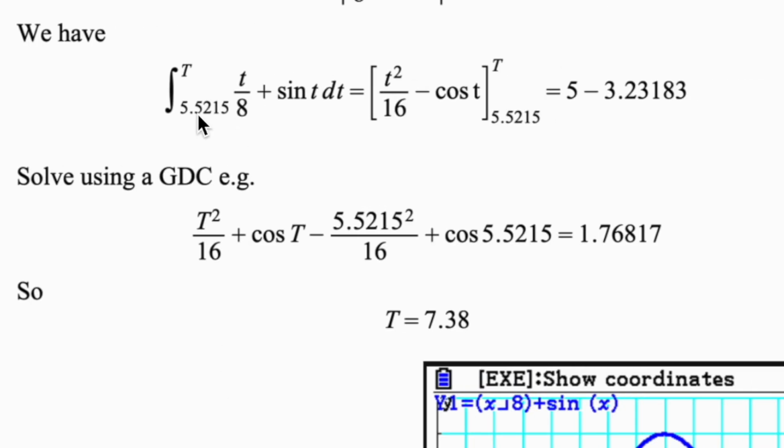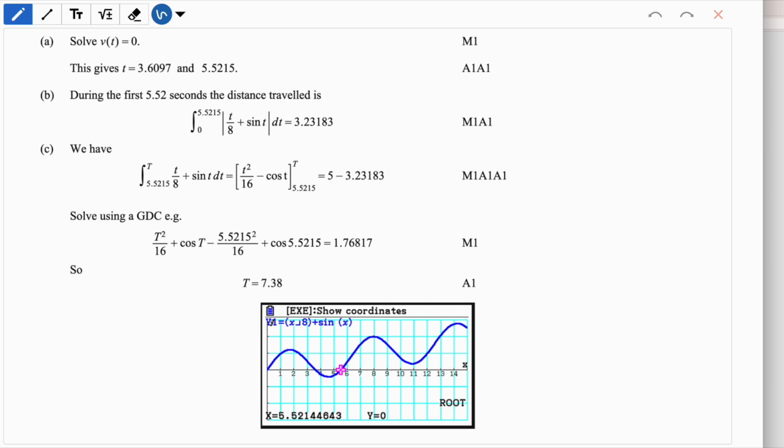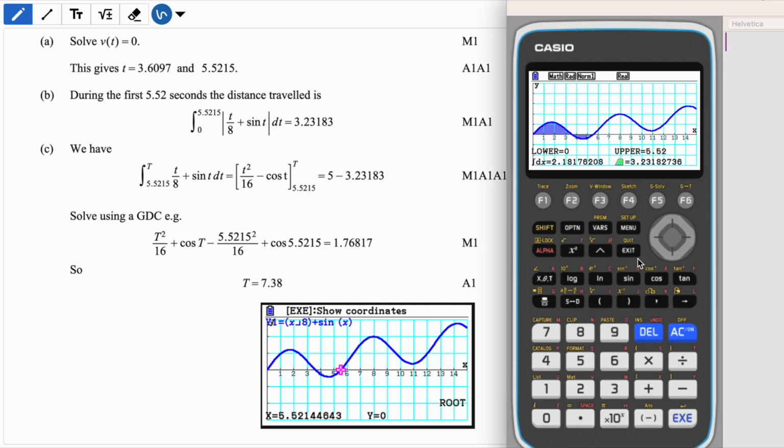So here is the expression. So from 5.52 to any time t and integrate, right? So when you integrate, it's t square over 16 and integration of sine is cos of t. Now plug in the upper and lower limits. The area must be 5 minus the area obtained from the first part. So how to solve this? You can use the equation solver, right? But remember, you need to plug in the upper first and then minus the lower value.